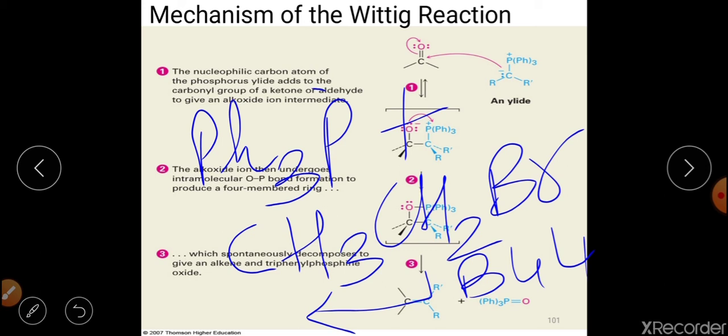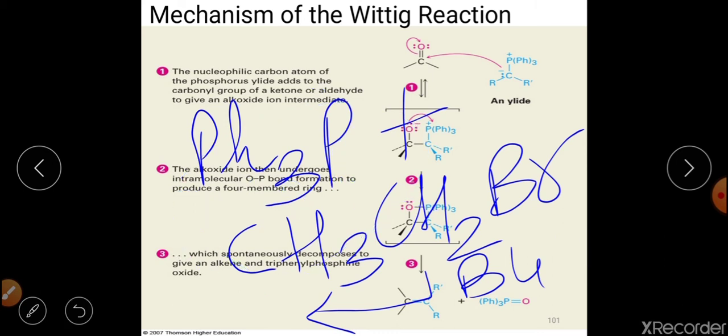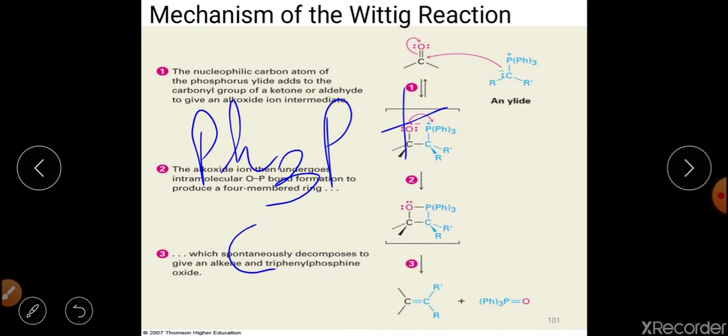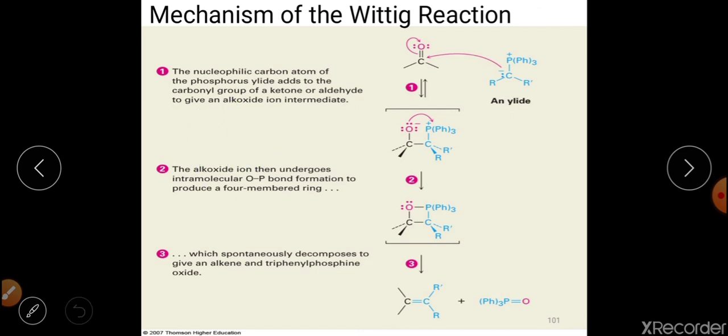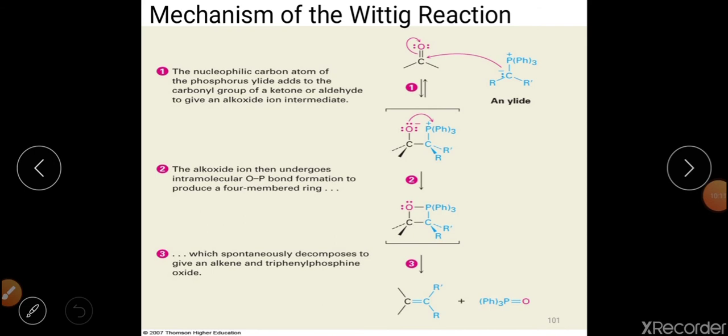After this, you are given this ketone, and how this ketone will react with this kind of material. So you can directly work out how the phosphorus ylide will be synthesized and how that phosphorus ylide will react with the ketone in that case. So that's your Wittig reaction, and this is a very important reaction, we can say.